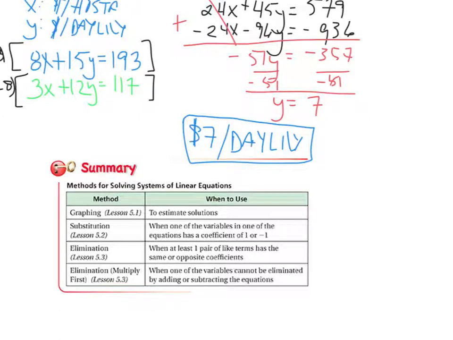Or if you can see that adding and subtracting won't eliminate them, but if you multiply one of the equations or both the equations like we just did with the lilies and hostas, you can get those opposite coefficients to eliminate. The elimination one is another good one to use again.